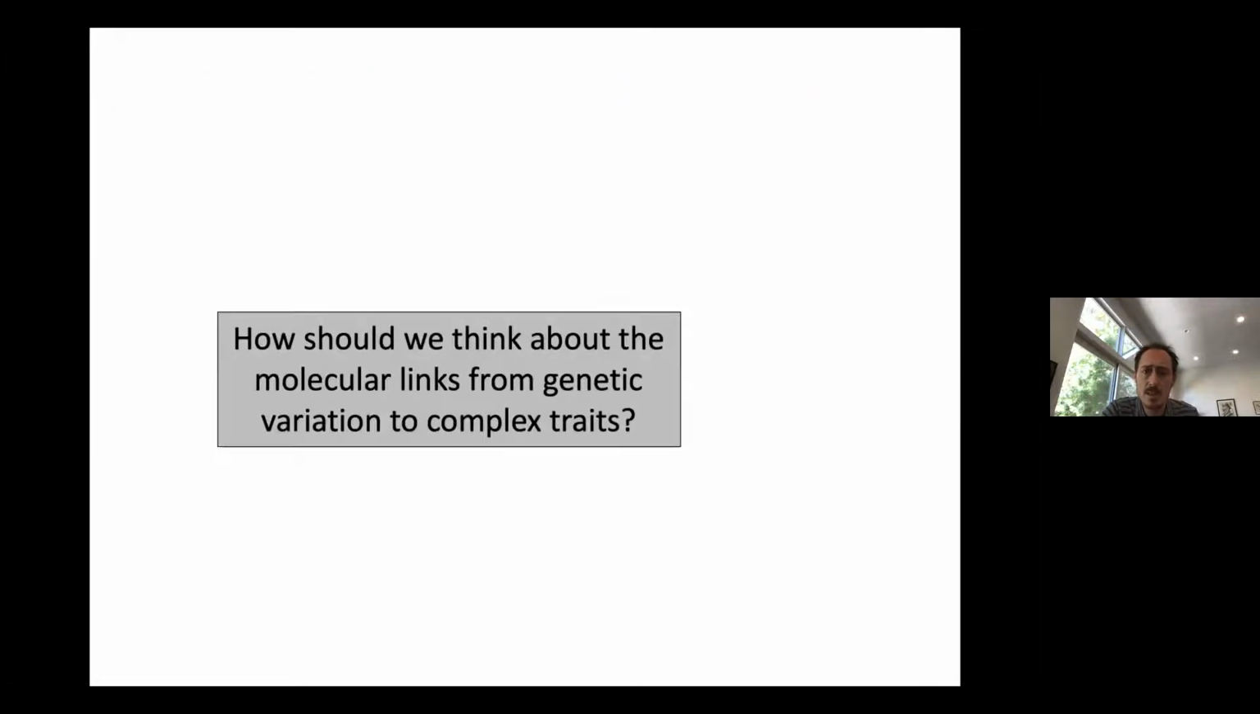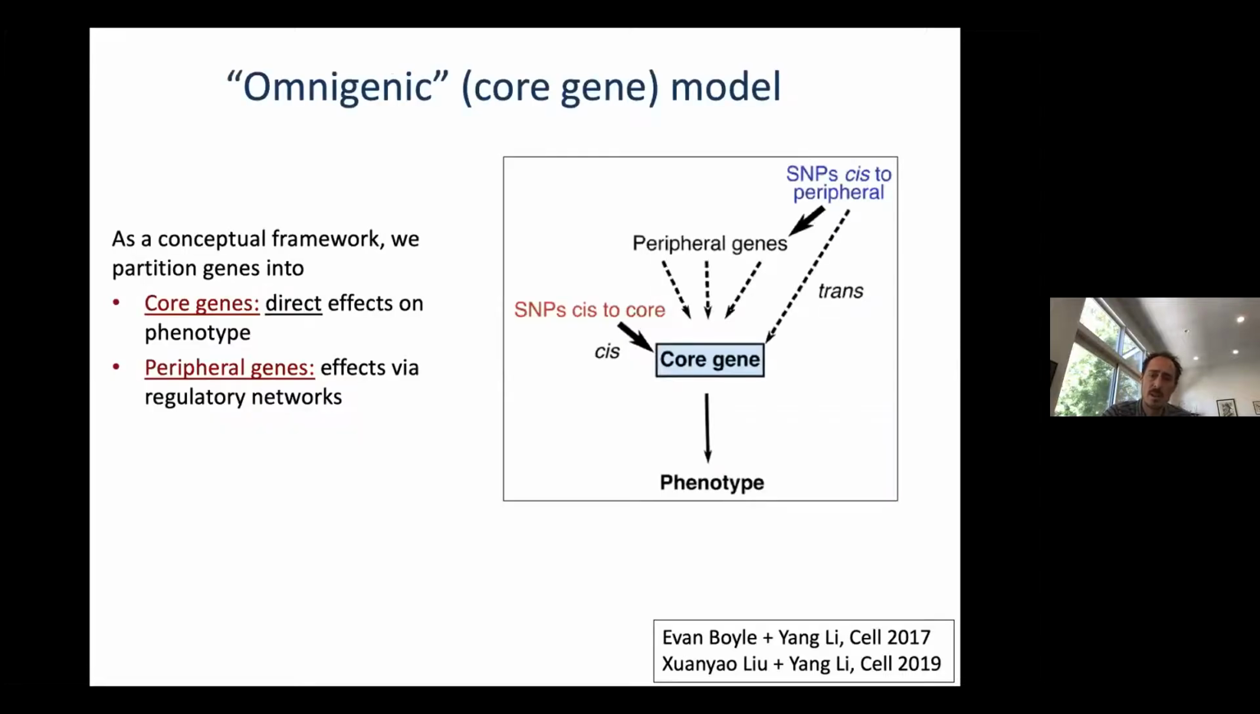So this raises an important question that I want to talk about in the last few minutes, which is, how should we think about the molecular links from genetic variation to complex traits? As a model, in a couple of papers in the last few years, we proposed what we refer to as the Omnigenic or core gene model.